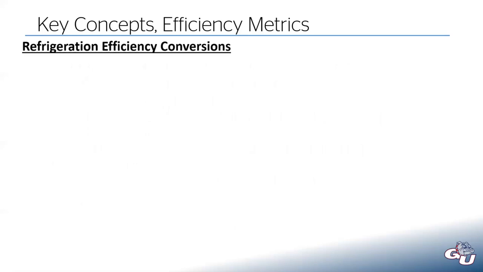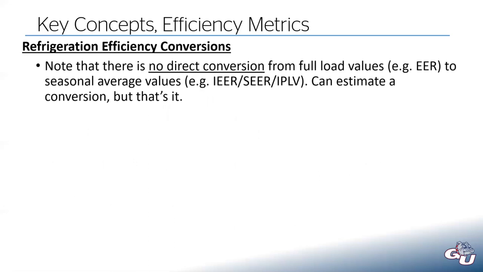Conversions. Note that there's no direct conversion from full load values. So like an EER, if you have an EER value for an air conditioner, there's no way to provide a direct conversion to a seasonal average value. You could have two air conditioners that have the same EER value, but very different seasonal average values. There is a way to estimate it, but it's not perfect. I've used it in a pinch, but generally speaking, there is no direct conversion.